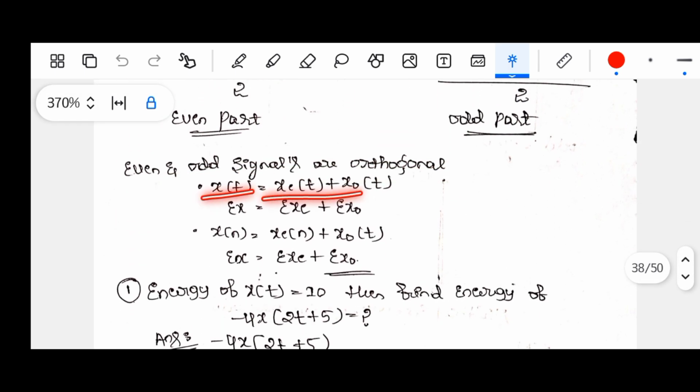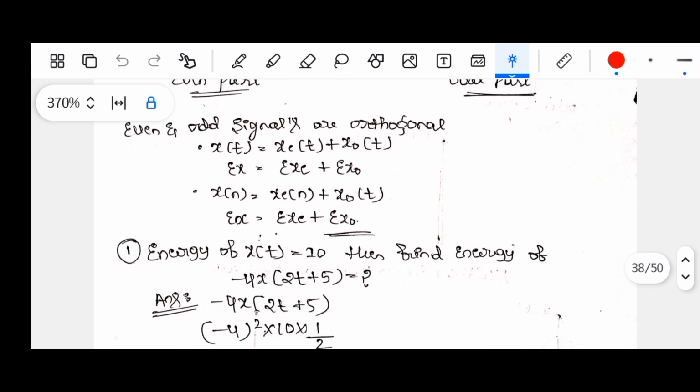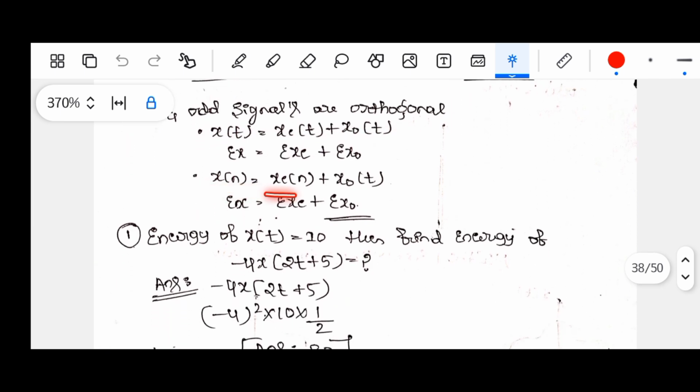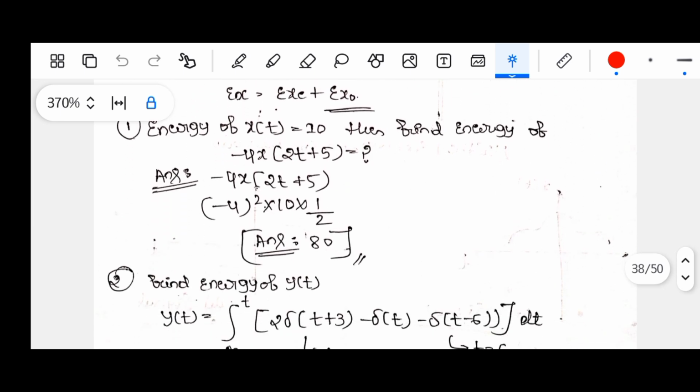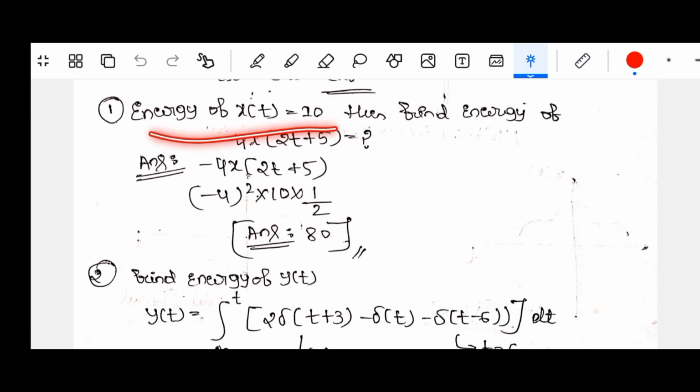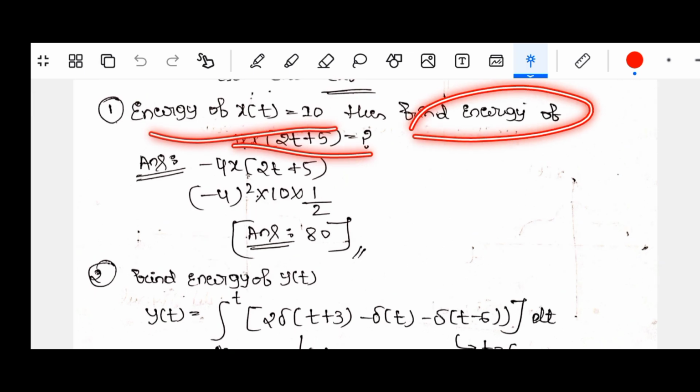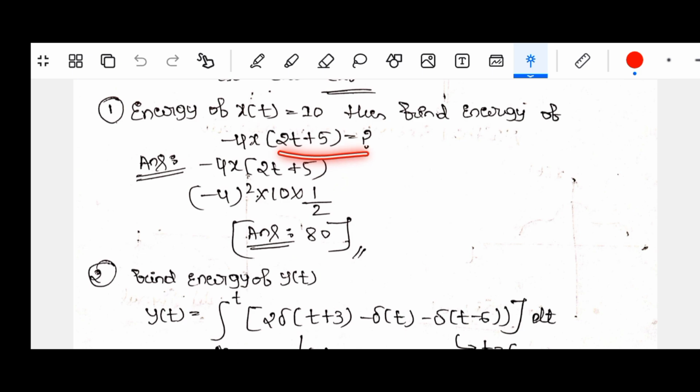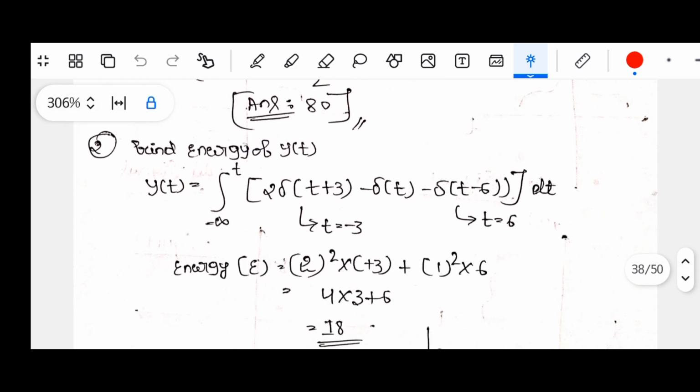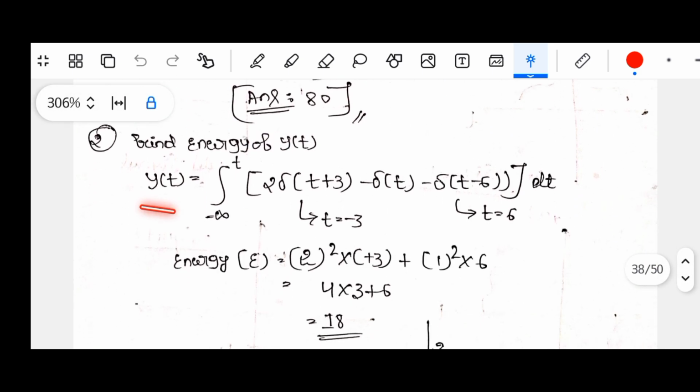x(t) = x(t)·x₀(t), which means x(n) = x(n)·x₀(n). The energy of x(t) is equal to 10. Then find the energy of the signal 4x(2t+5) − 4, that is (4x(2t+5) − 4) whole squared, times 10 times 1/2. Therefore, the answer will be 80.